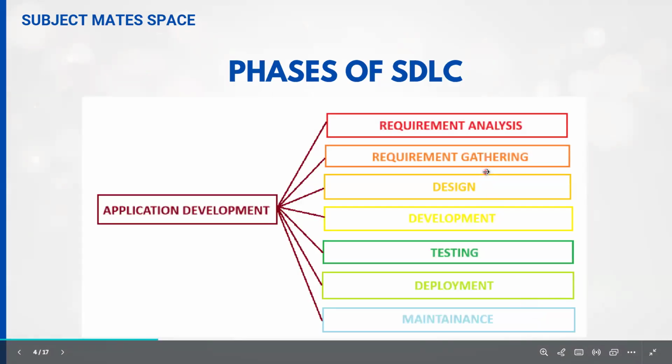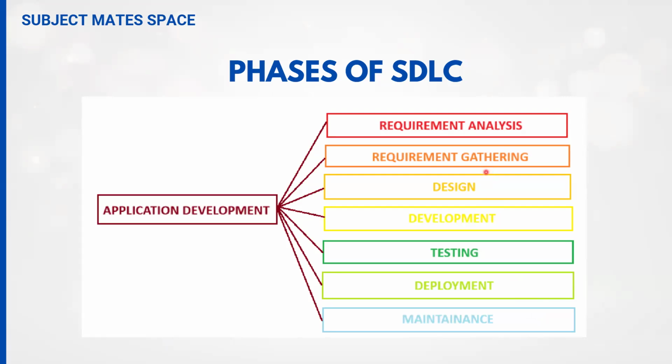Now, this is the main stage where we are going to understand how a software is actually developed. And this is the most asked interview question: what are the phases of SDLC? You can see we have application development and to develop an application, we have 7 stages. We'll check each stage properly, but let's first understand what these 7 phases are.